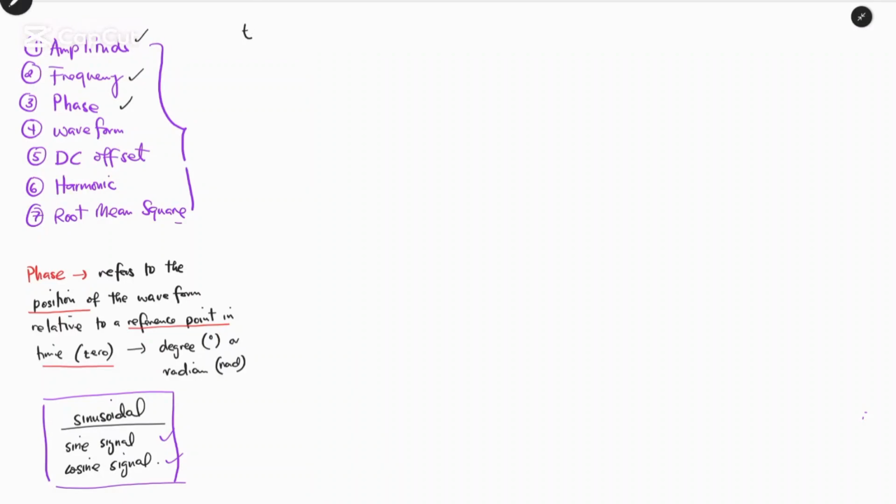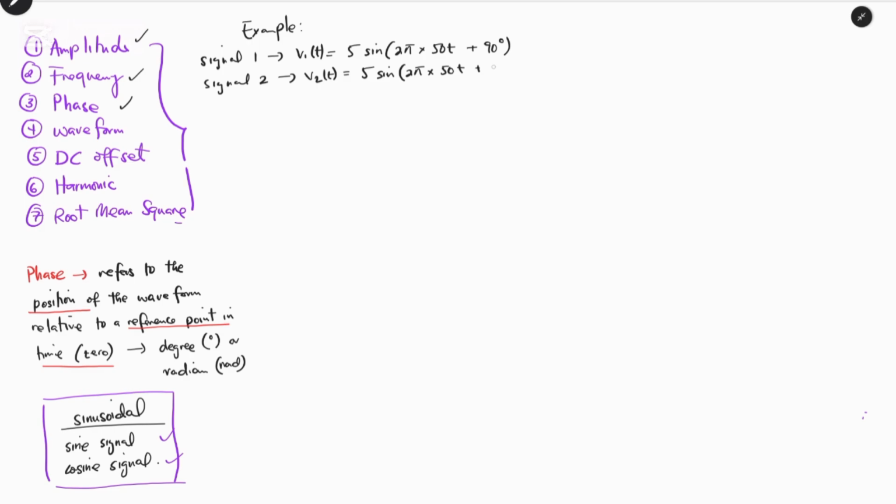Let us look at one example. We have signal 1, V1(t), equal to 5 sine(2π times 50t plus 90 degrees). And we have signal 2, V2(t), equal to 5 sine(2π times 50t plus 30 degrees).